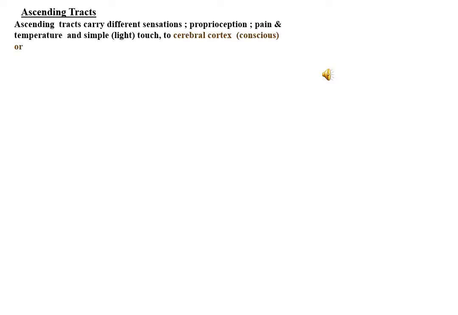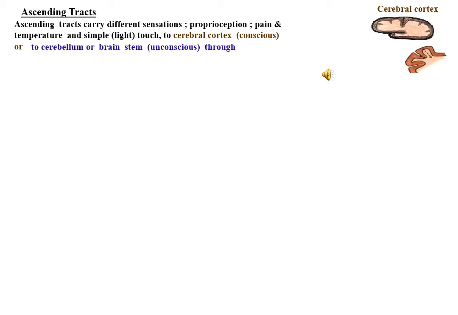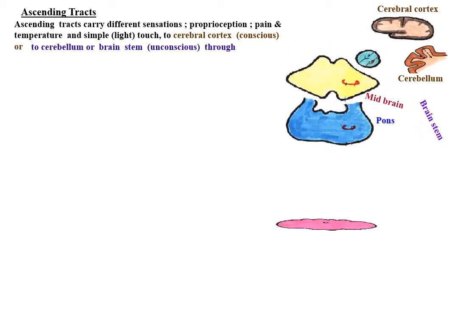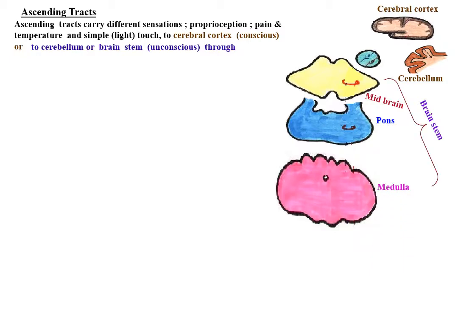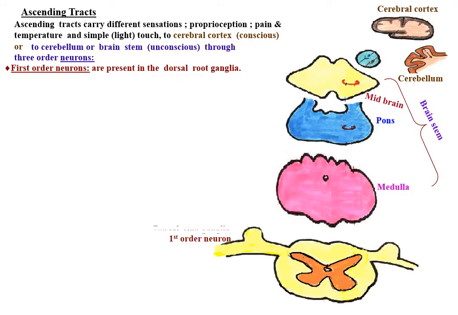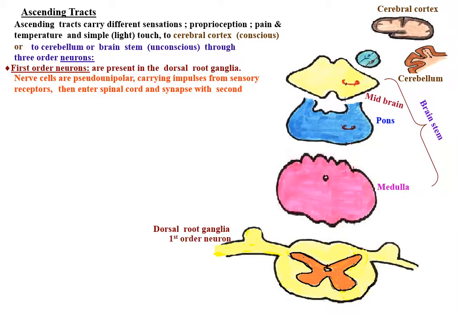Ascending tracts carry different sensations, proprioception, pain and temperature, and simple or light touch, to the cerebral cortex (conscious) or to the cerebellum or brain stem (unconscious) through three-order neurons. The first-order neurons are present in the dorsal root ganglia. The nerve cells are pseudo-unipolar, carrying impulses from the sensory receptors, then enter the spinal cord and synapse with the second-order neurons.